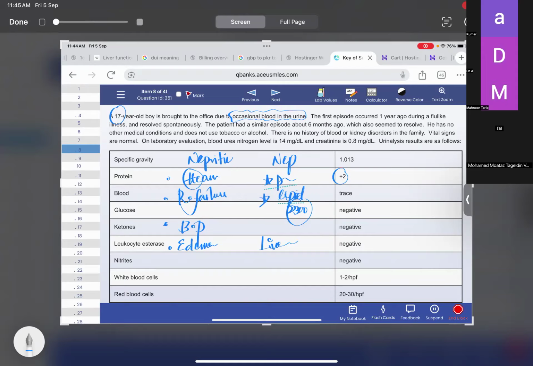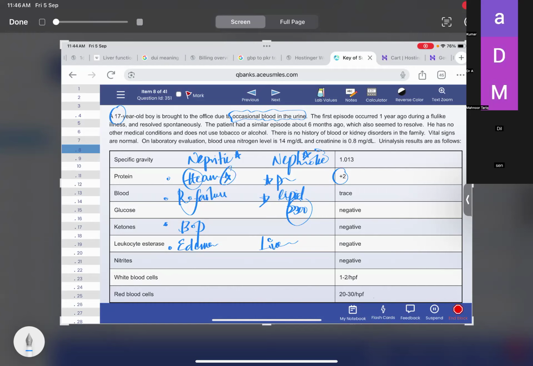Guys, I have a question. What do you think, is nephrotic or nephritic more severe? Nephrotic or nephritic? Anyone else? I think nephritic because it's bleeding, something like that. Yeah, that's the important point, okay?